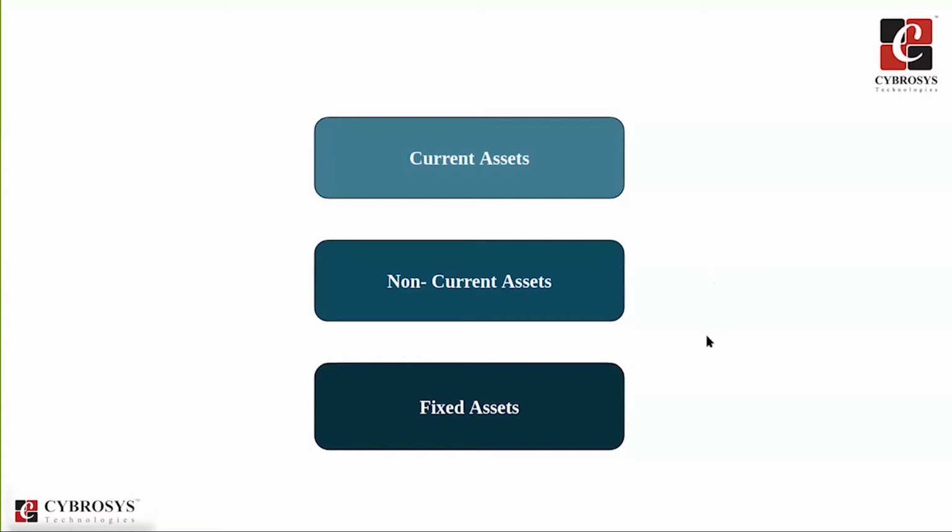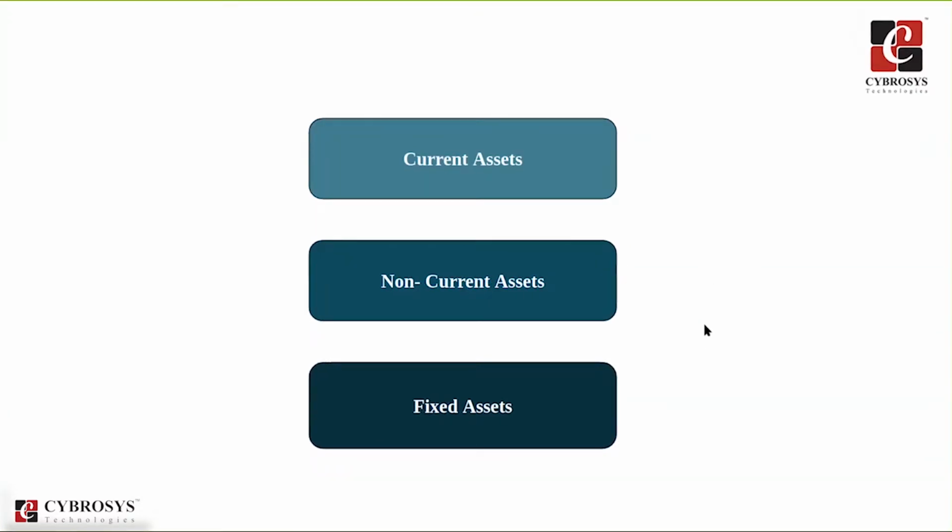Then we have fixed assets. Fixed assets are a type of non-current assets and include properties bought as productive assets. For example, buildings, vehicles, software, land, or equipment which is bought for a company.